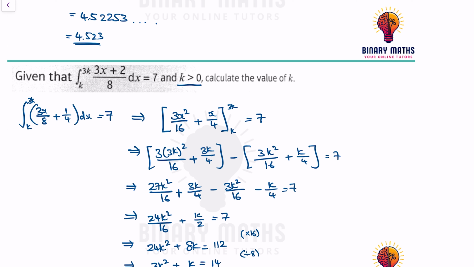Now it looks like a quadratic, so I need to take everything to my left hand side. So 3k squared plus k take away 14 equals 0. I need to factorize it. So if I factorize it, I get 3k in one bracket. And then I want a positive k, so I want to take away 2 here and plus 7 here, because then I get minus 6k plus 7k, which gives me positive k. Which means k is equal to either negative 7 over 3 or k is equal to 2. But remember, as k was greater than 0, which is what I've highlighted in the question, k must be equal to 2.